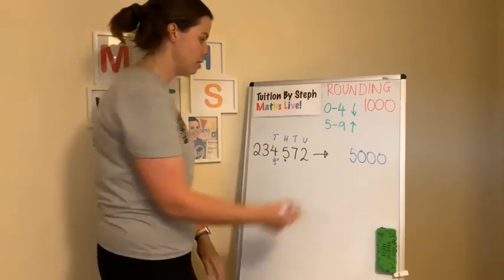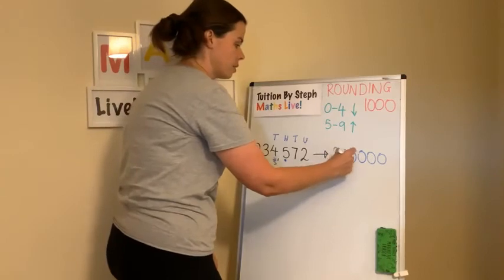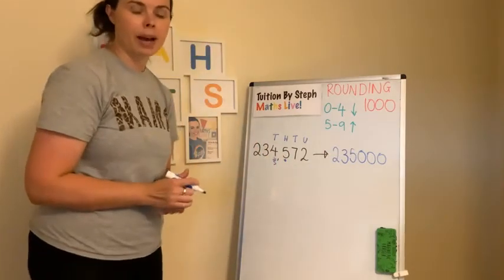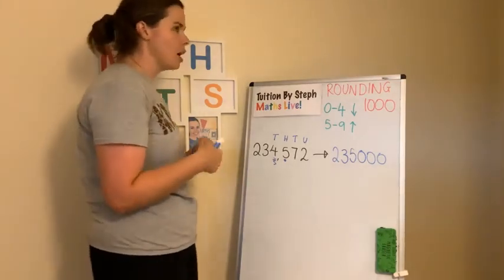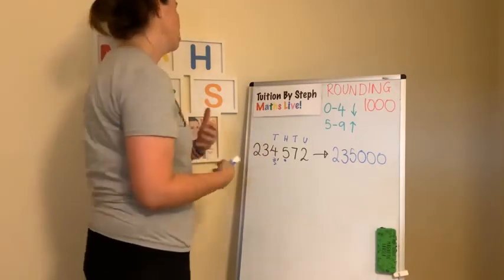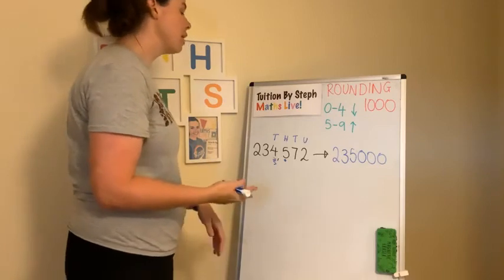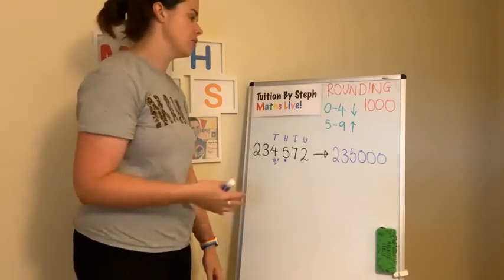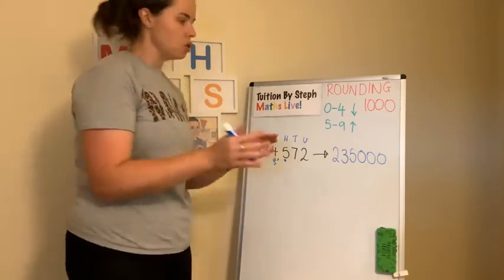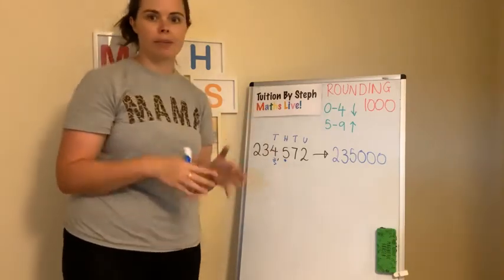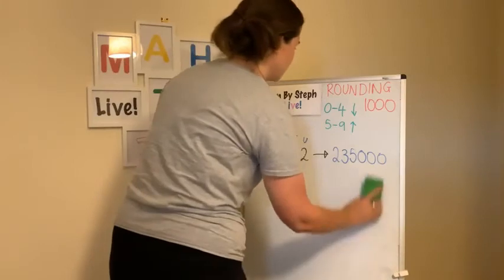And then we put our digits back in front. I think breaking it down like that, rather than spilling out the whole number, helps. 234,572 rounded to the nearest 1,000 is 235,000. It can be a bit of a mouthful. So breaking it up and visualising it, I think, can really, really help.